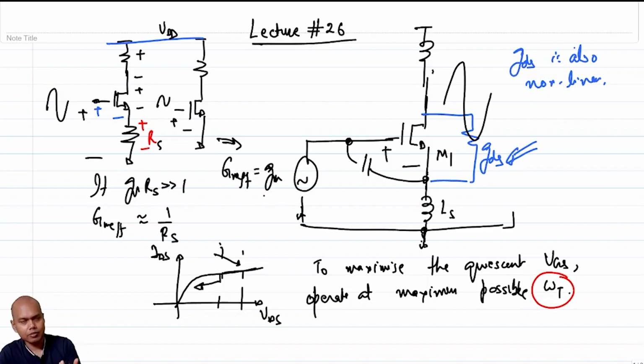Maximizing the quiescent VGS helps in improving the GM nonlinearity, but it can have a detrimental effect on the GDS nonlinearity, right? So in the best case scenario, you'll have to do a similar analysis, just like we did for GM, for the GDS also, right? And then you bias your circuit in such a way that neither of them dominates, or both the GM nonlinearity and the GDS nonlinearity give you a similar amount of distortion, and that is probably where you would like to bias your circuit.